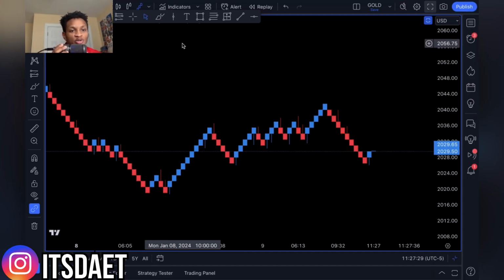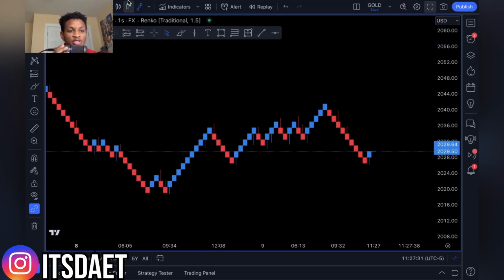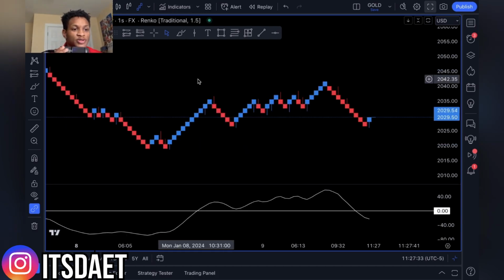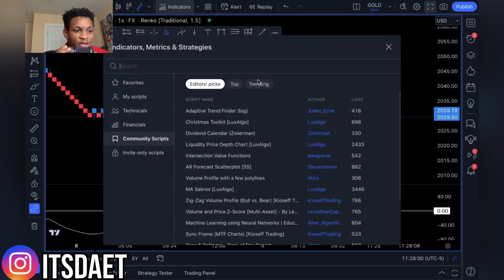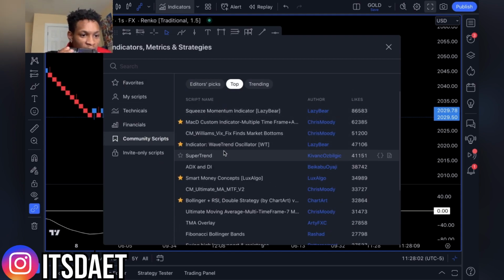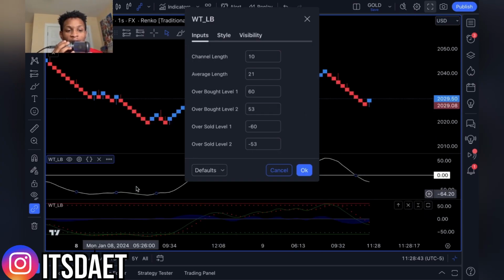So for my personal strategy, the first thing that you want to do is go over to indicators, right? Because I do use an indicator. You want to type this in: wave trend oscillator. And I believe if you go to community scripts and you go to top, it is right here. It is by Lazy Bear. The bottom indicator, I'm not using both of these, just one. As soon as you click on this, this is what yours is going to look like.